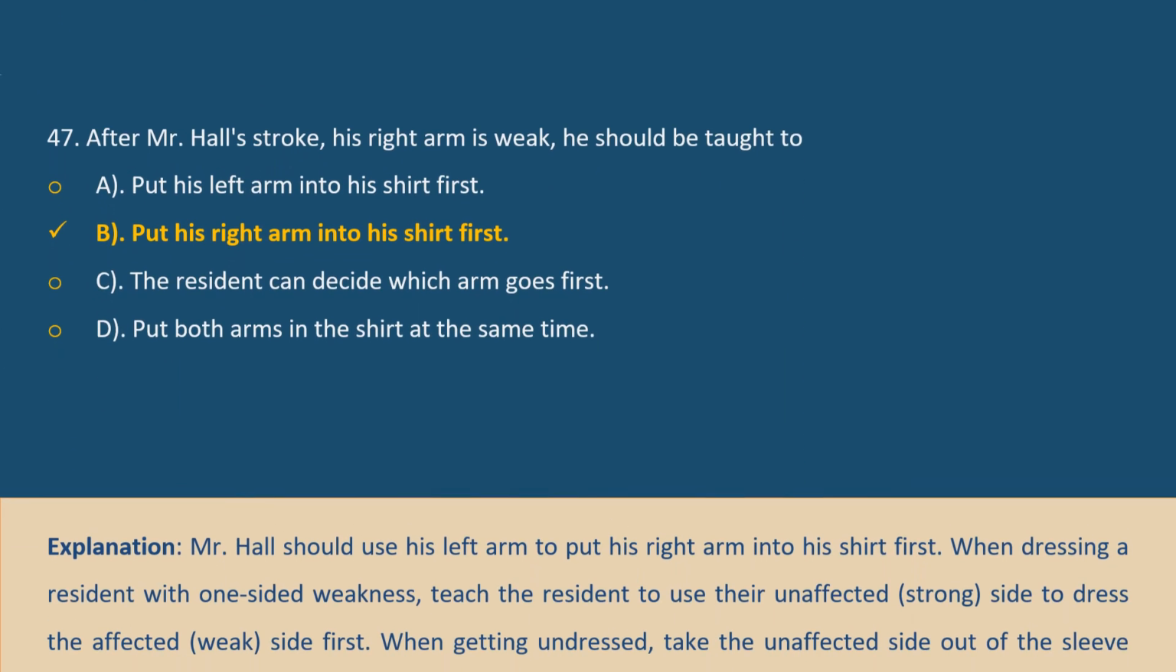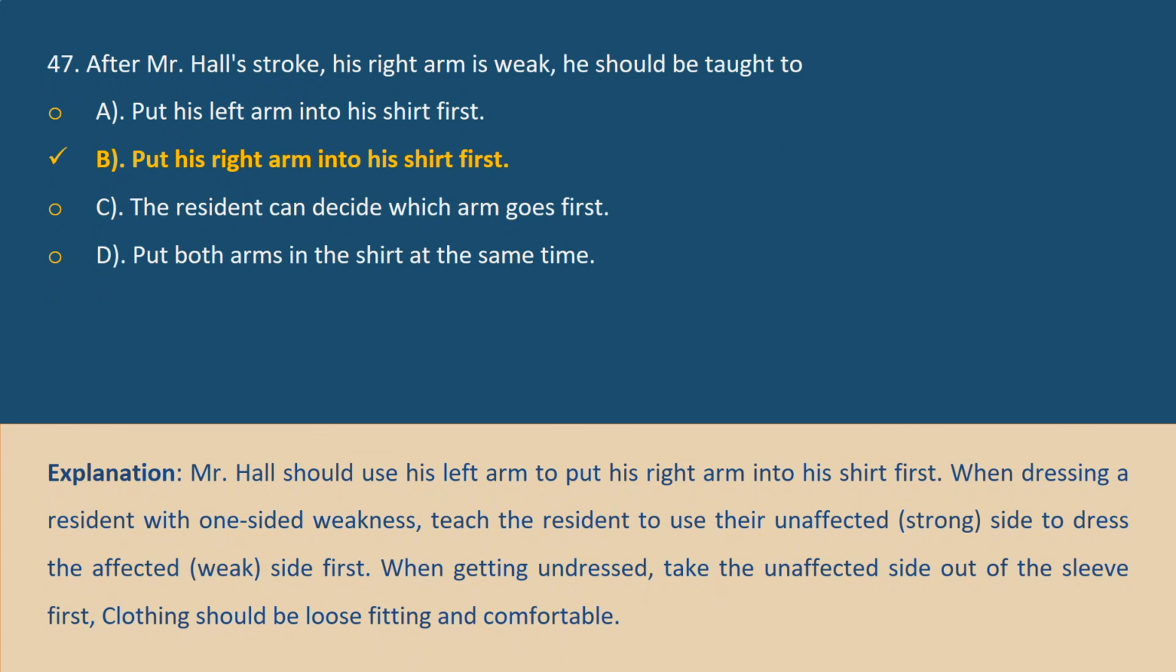Answer B. Explanation. Mr. Hall should use his left arm to put his right arm into his shirt first. When dressing a resident with one-sided weakness, teach the resident to use their unaffected side to dress the affected side first. When getting undressed, take the unaffected side out of the sleeve first. Clothing should be loose-fitting and comfortable.